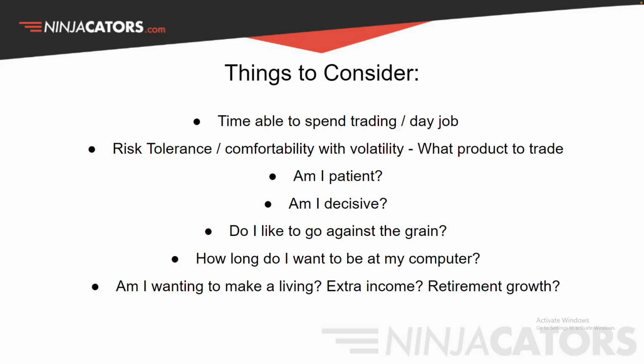Risk tolerance and comfortability with volatility. I think this goes more so with style, but also what product to trade. For instance, if you're going to trade an index and you have risk tolerance or are comfortable with volatility, NASDAQ may be for you. If not, you may want to trade the Dow. It typically has less volatility, or even the S&P has less volatility than the NASDAQ.